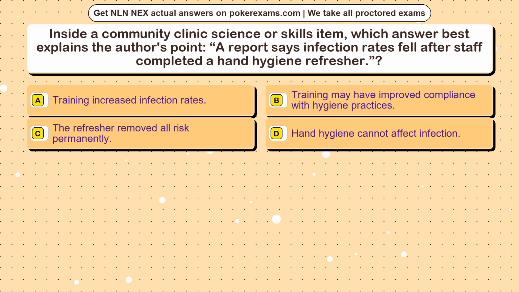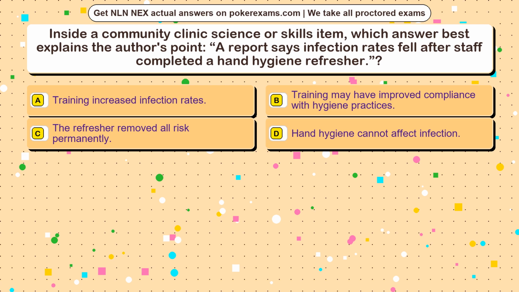Question 24. Inside a community clinic science or skills item, which answer best explains the author's point? A report says infection rates fell after staff completed a hand hygiene refresher. Option A, training increased infection rates. Option B, training may have improved compliance with hygiene practices. Option C, the refresher removed all risk permanently. Option D, hand hygiene cannot affect infection.